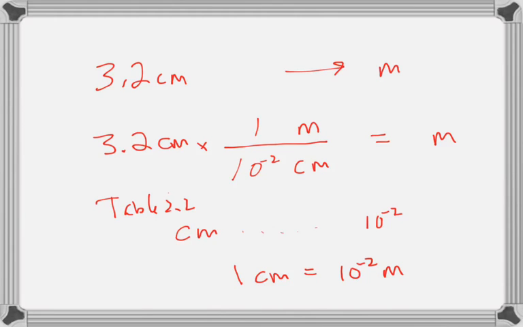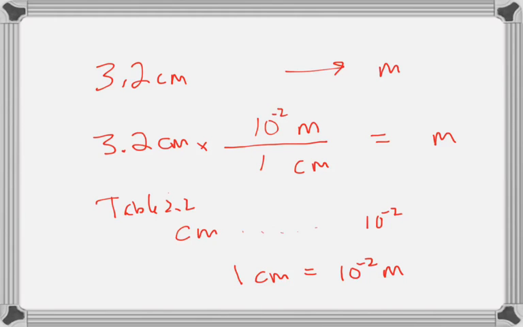So again, go back to our conversion. Good job setting up the units right. What number should show up in front of centimeters? 1, because that's what our equation said. What number shows up in front of the meters? 10 to the negative 2. Okay?